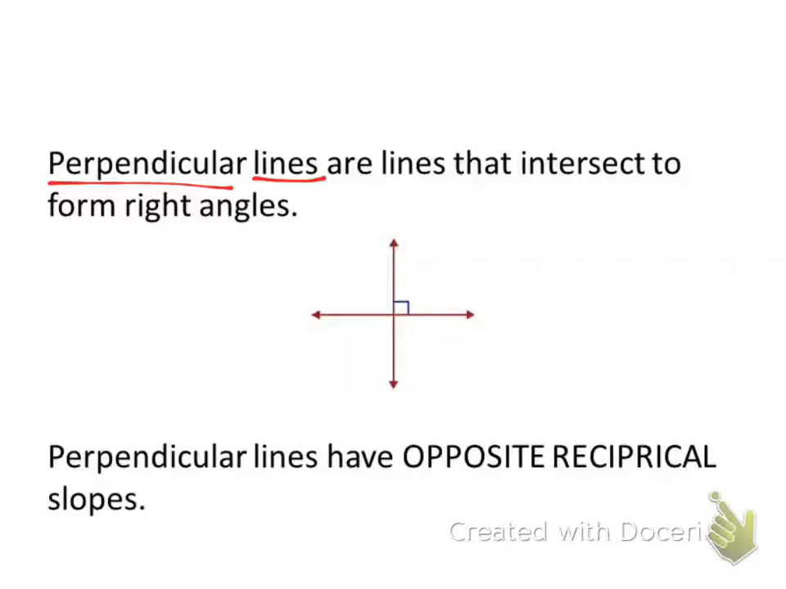And the important thing to know for our class, for algebra, is that perpendicular lines have opposite reciprocal slopes. So parallel lines have the same slope. Today we're doing the total opposite of that. We're doing perpendicular lines. They have opposite reciprocal slopes. Do you guys have any questions?